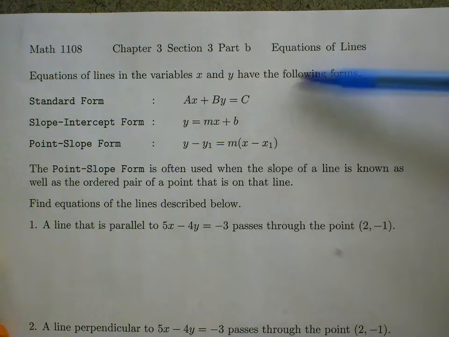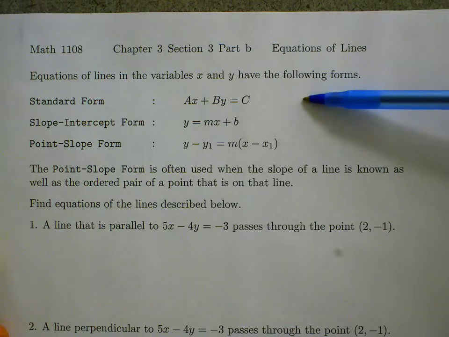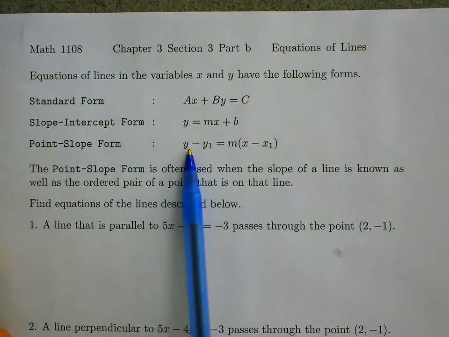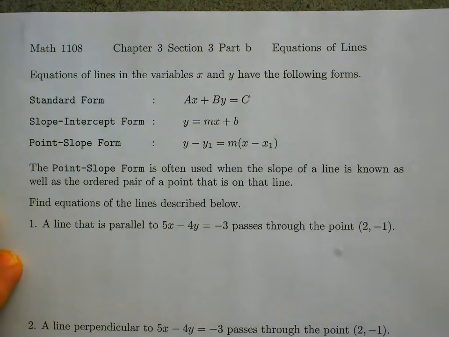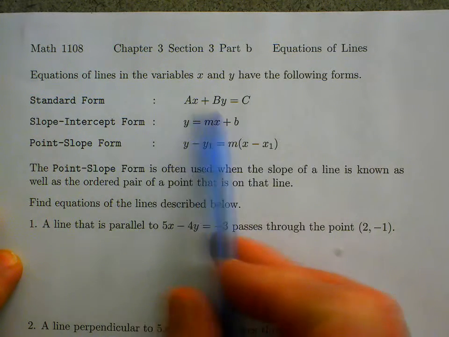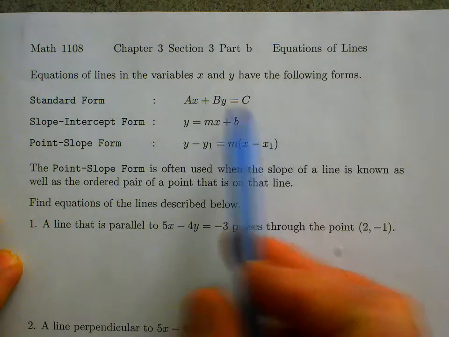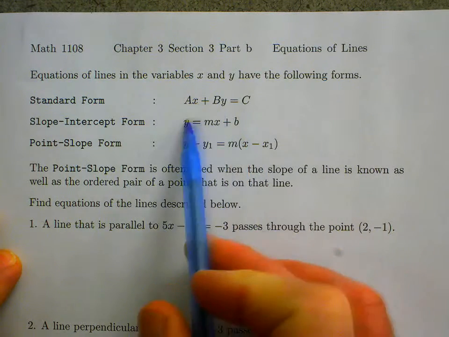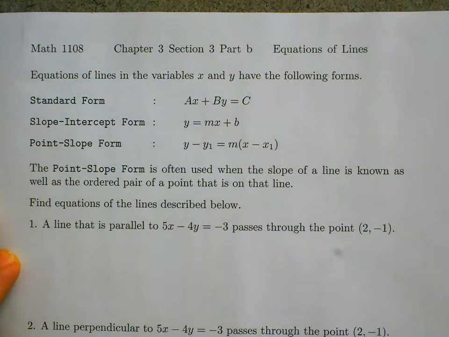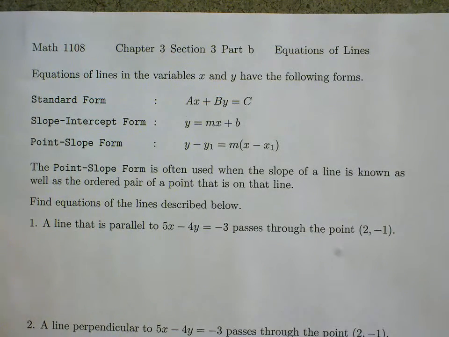If you solve the standard form for y, then you can write it in slope-intercept form. So while we're at it, why don't we solve this equation ax plus by equals c for y. And then in terms of capitals A, B, and C, let's identify what the slope is and the y-coordinate of the y-intercept.